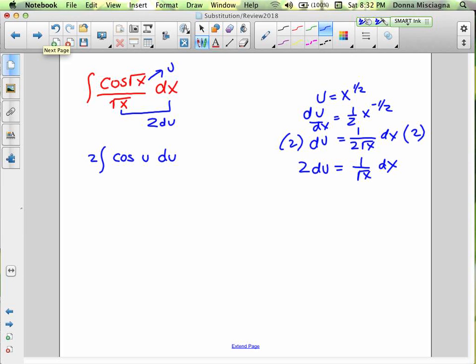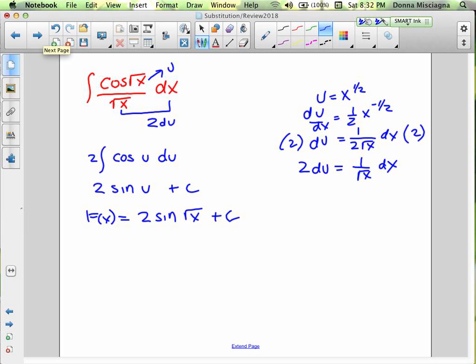Right? And whose derivative is cosine? Why, it's sine. Right? So 2 sine u plus c, and we'll replace the u. So f of x equals 2 sine square root of x plus c, right?